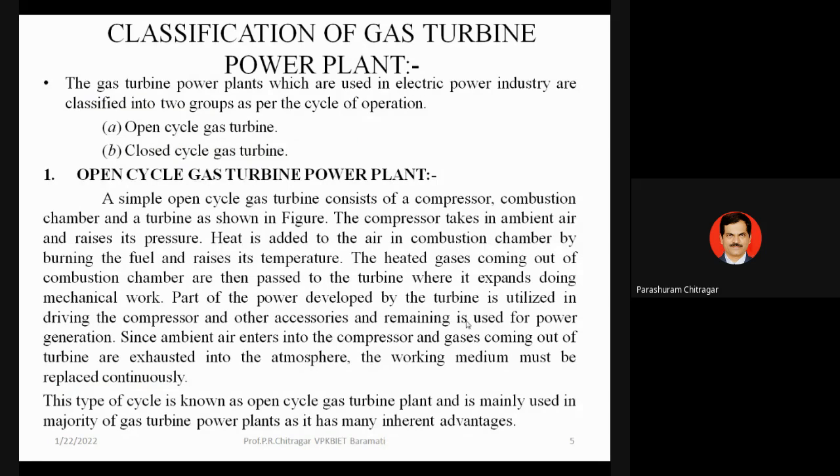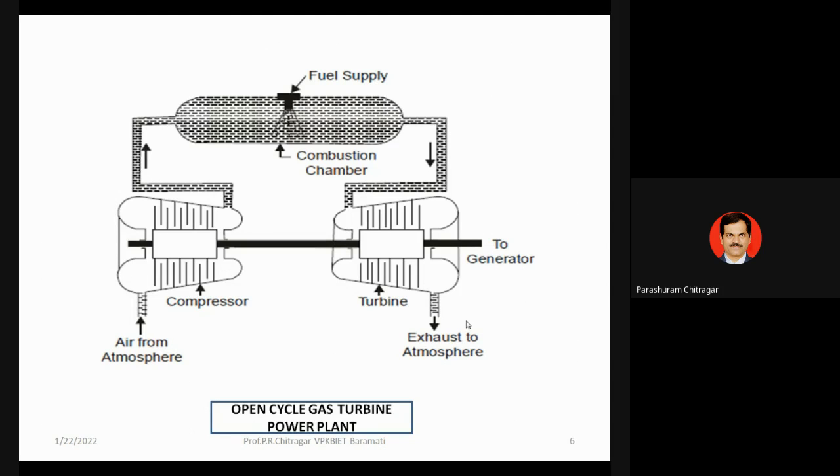So the major classification of gas turbine power plants is only two types. One is the open cycle gas turbine, and the second is the closed cycle gas turbine. Okay. Now I'll show you the diagram of the open cycle gas turbine, and then we will deal with what this open cycle gas turbine is.